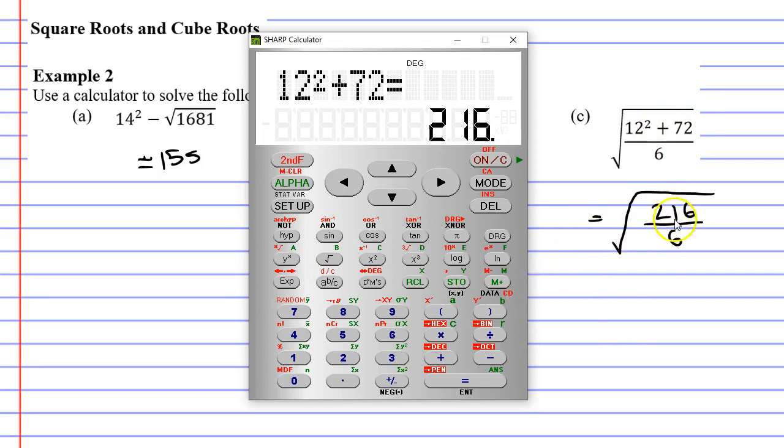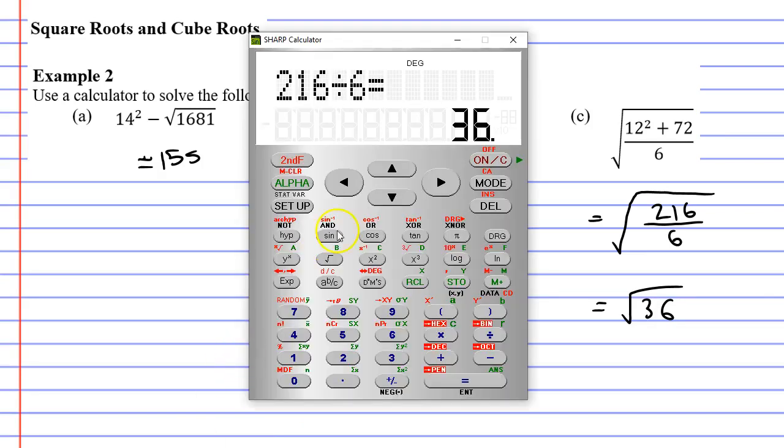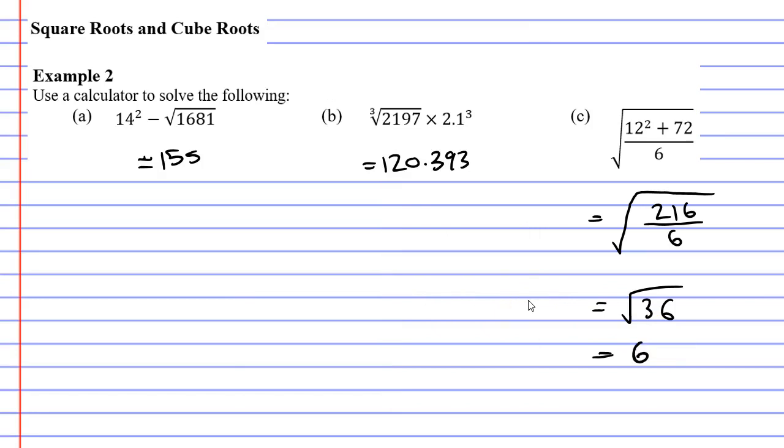Well, let's focus on the fraction 216 over 6. That's the same as saying 216 divide 6. So 216 divide 6 equals 36. Alright, so now I'm finding the square root of 36 since I figured out what the fraction is. This is when I can now use my radical. The square root of 36 is 6. That's my solution for question C.